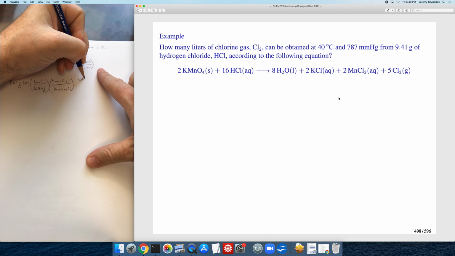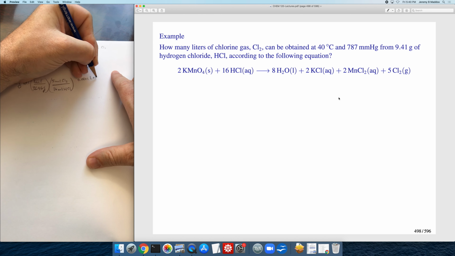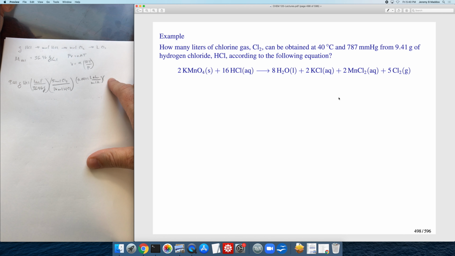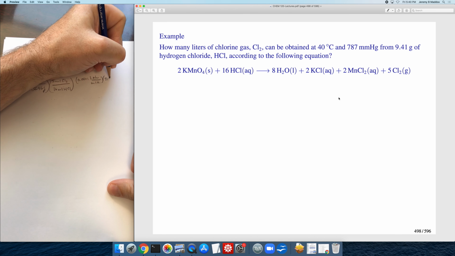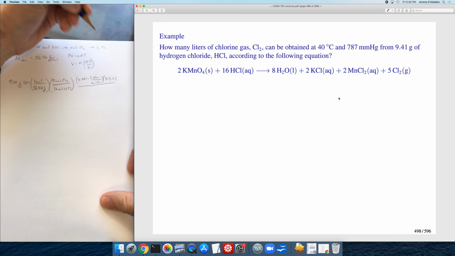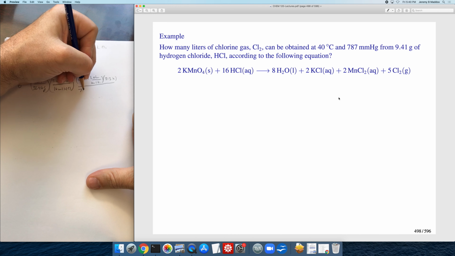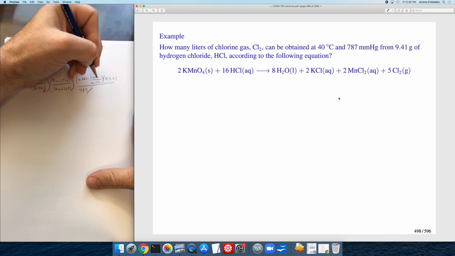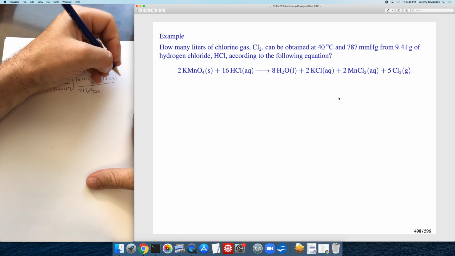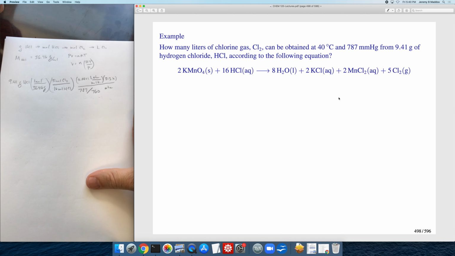So 0.0821. Got the gas constant on here. The temperature, 40 degrees Celsius. Let's convert that to Kelvin real quick. 313 Kelvin. And then we'll divide by the pressure. We've got 787 millimeters of mercury. We want to convert that to atmospheres, so we'll divide by 760. That'll give us atmospheres pressure. And so we will run this through our calculator.